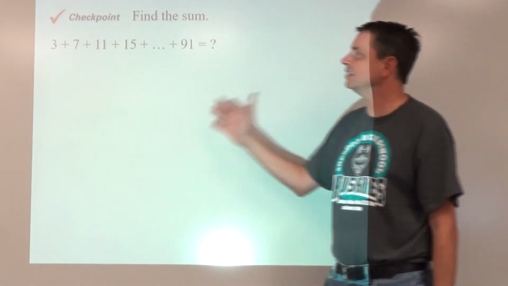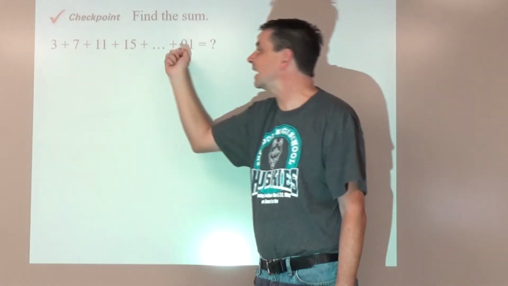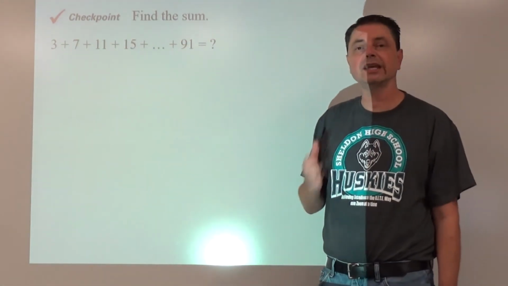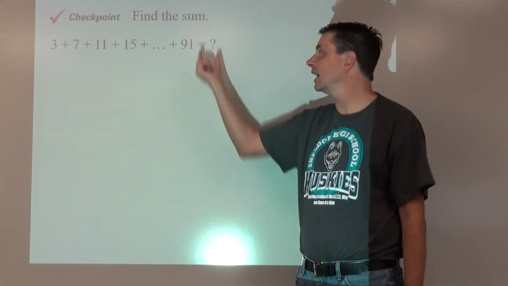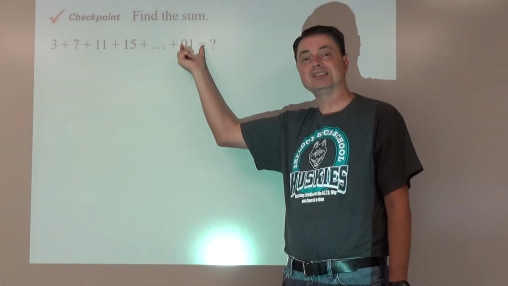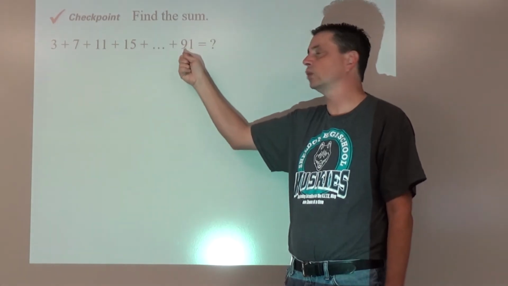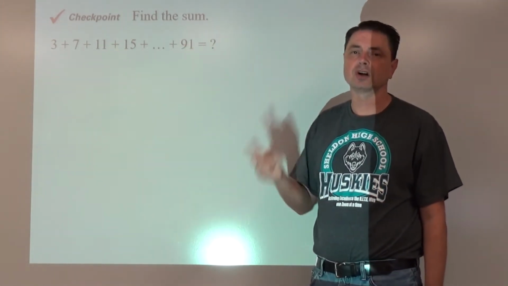All right, the challenge in this one is we know the first, we know the last, we just don't know how many things we're adding up. And the clue that's going to help us find that is this. We need the position, the n that goes with the 91. So we're going to start there.